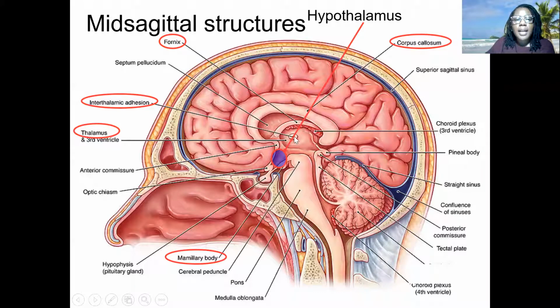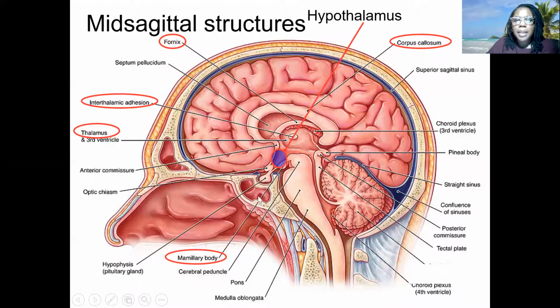So on either side of the interthalamic adhesion, we have this general space here that's called the third ventricle, and the walls of the third ventricle are the thalamus. So the thalamus are the actual walls on either side, and when we put both halves of the brain together, it creates this space in between. That's what we call the third ventricle.